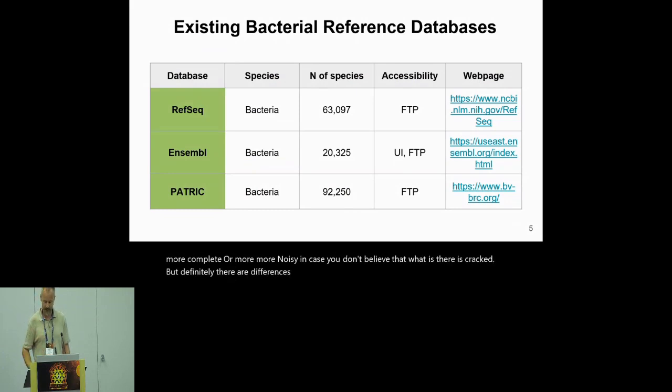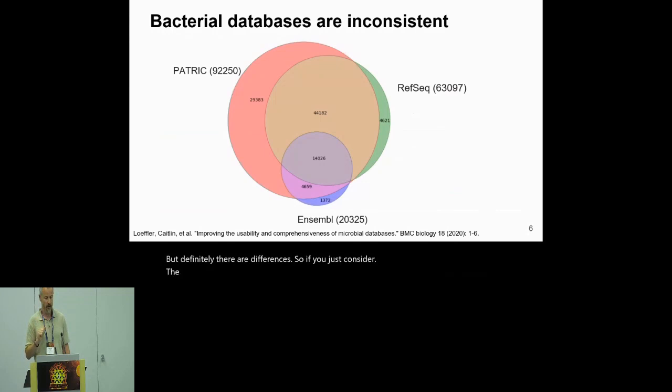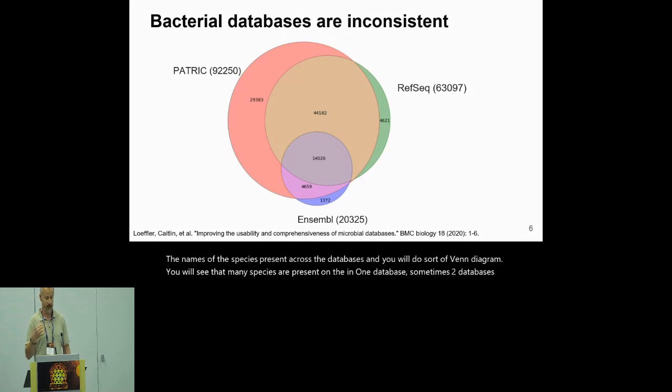If you just consider the names of the species present across the databases and make a Venn diagram, you will see that many species are present in only one database, sometimes two, but quite rarely across three databases. In this case, we looked at bacterial species across three major databases: PATRIC, RefSeq, and Ensembl. This is the link to the paper from a while ago, and we have recently updated the results.